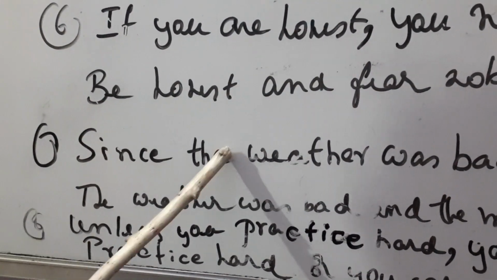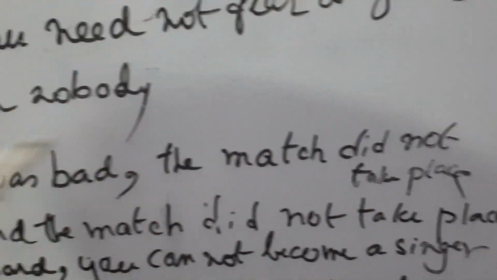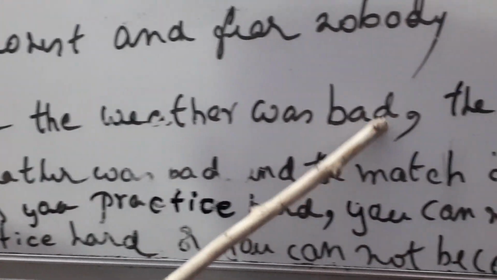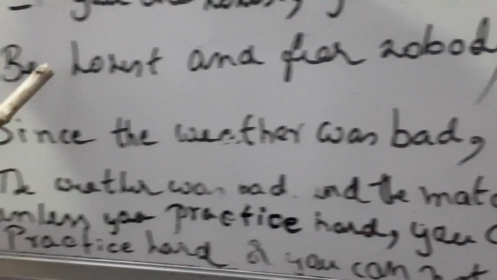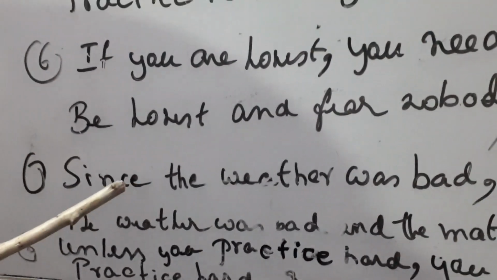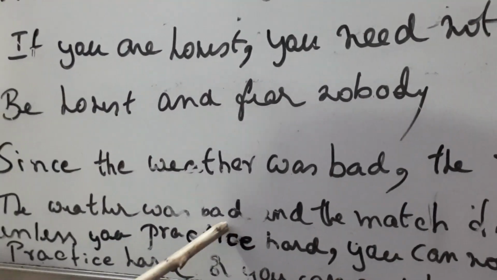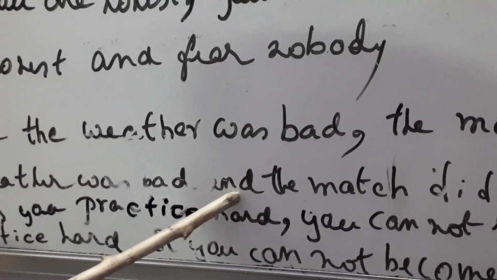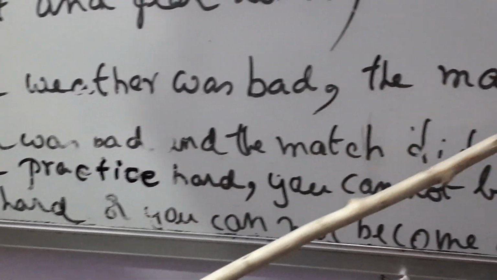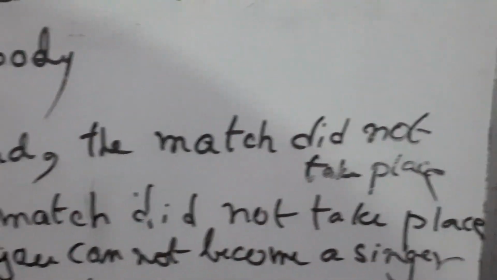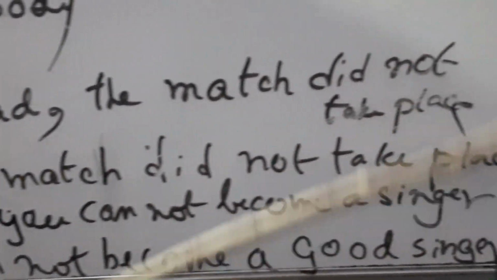Next, since the weather was bad, the match did not take place. If the complex sentence has "since," then the compound sentence will generally use "and." The answer is: the weather was bad and the match did not take place.